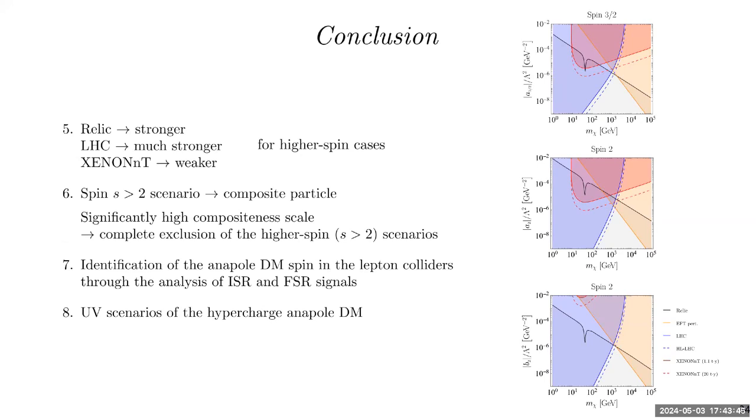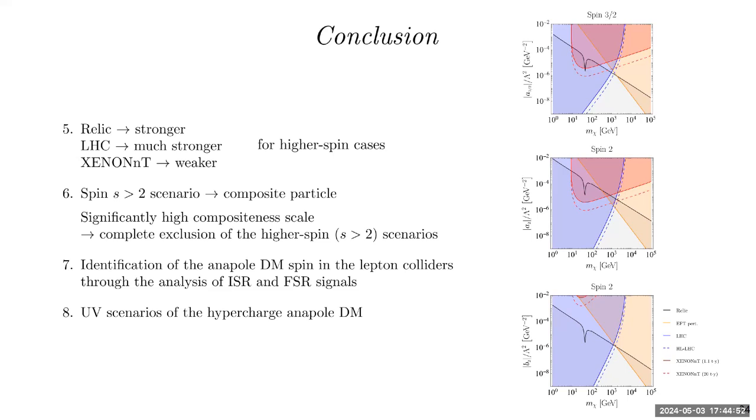And then, summarizing the tendency of the constraints from each experiment, it is given like this. In the case of relic abundance, we get a stronger constraint for higher spin cases. LHC also gets a much stronger constraint for higher spin cases, but for direct detection, the constraints are weaker for higher spin cases. By the way, as I mentioned at the early stage, if we consider spin larger than 2, then we must consider a composite particle scenario because there is no consistent theory up to now. But of course, if the composite scale is much larger than the energy scale we are now considering, then we can continue and apply our methodology to the higher spin case also.